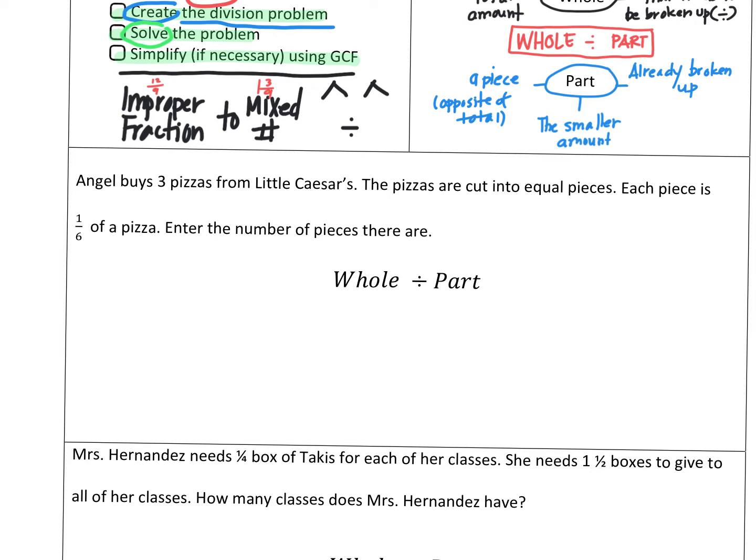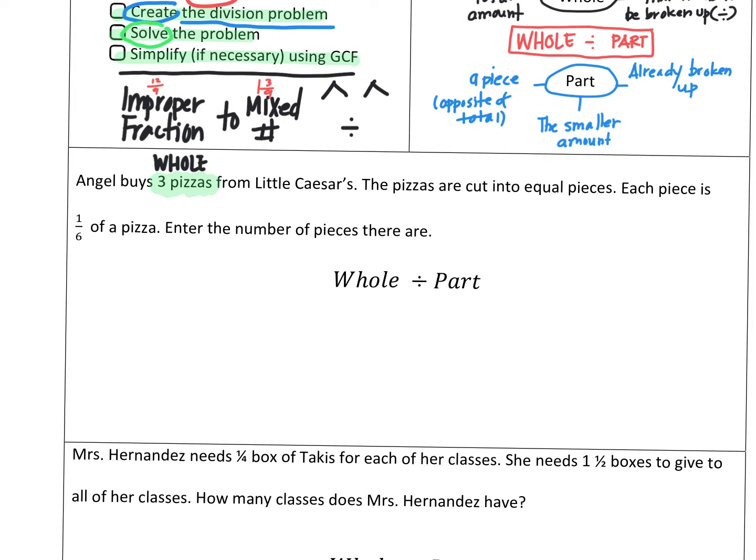Okay, so let's actually look at one of these, and we're going to take our highlighters. So go ahead and pause and grab 2 highlighters. We're going to be highlighting a couple of things. Okay, here we go. Angel buys 3 pizzas from Little Caesars. The pizzas are cut into equal pieces. Each piece is 1 out of 6 of a pizza, or 1/6 of a pizza. Enter the number of pieces there are. Okay, so we're looking for the whole amount of pizzas. Well, that's easy. This is the whole amount right here. That's 3 pizzas. Okay, that is what we call the whole. So go ahead and make that little note on there.